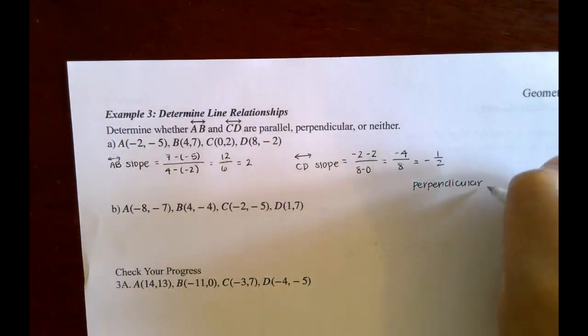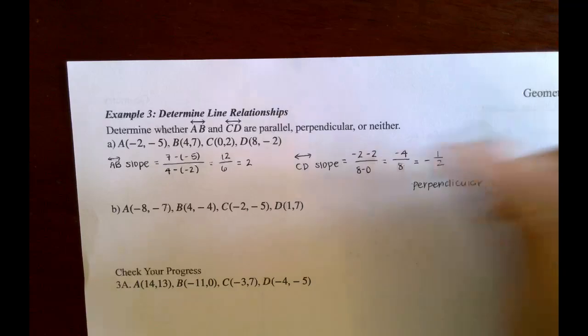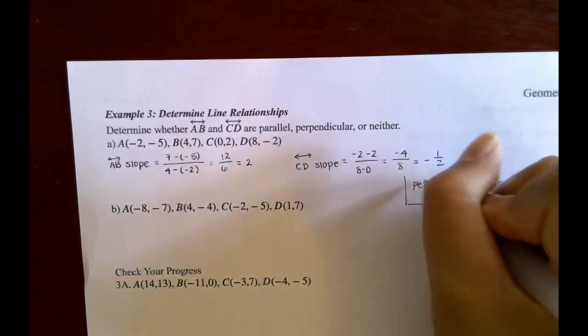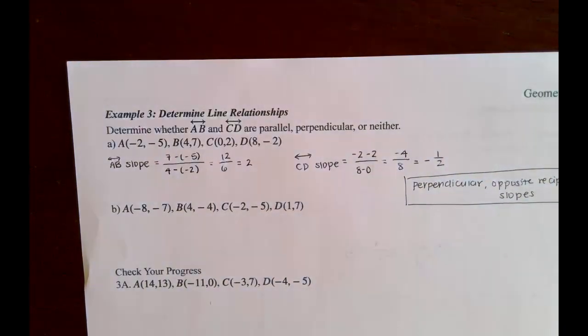And the reason why is because they have opposite reciprocal slopes, or if you multiply the slopes together, you get negative 1. Opposite reciprocal slopes. Okay. Let's try the next one.